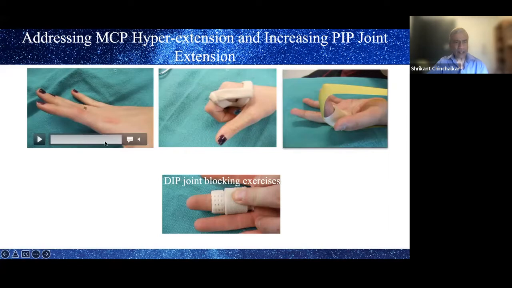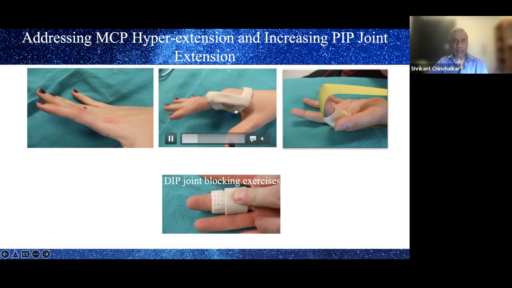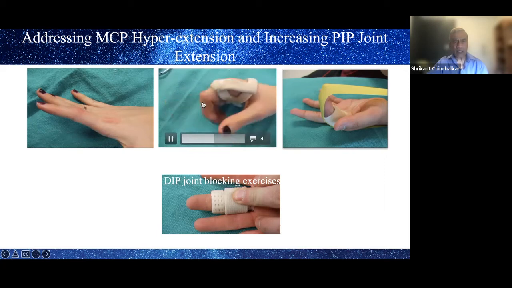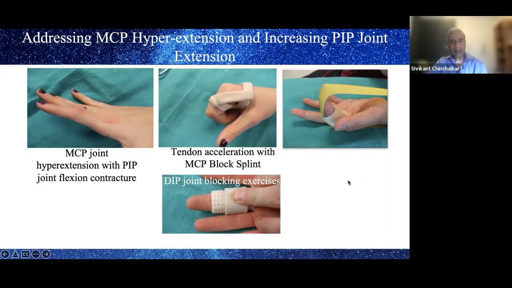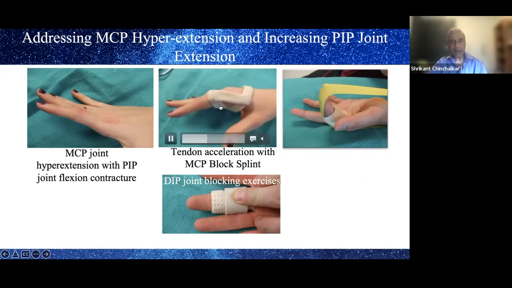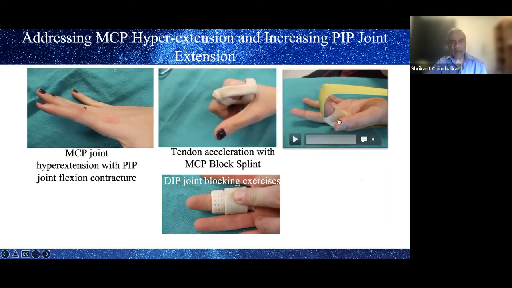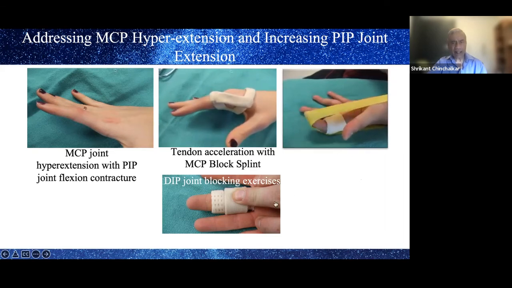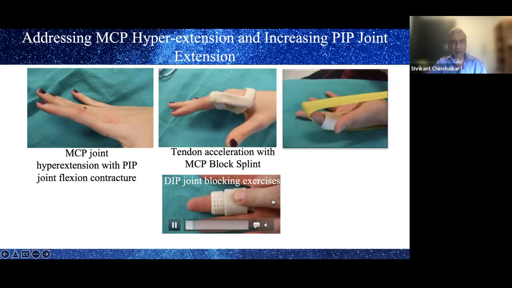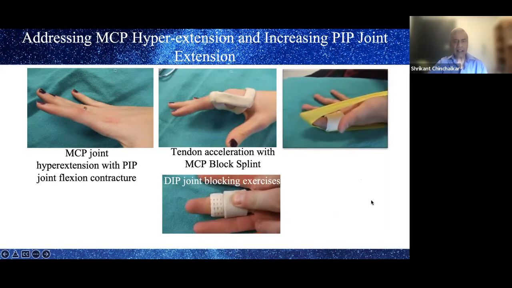So it's important that we block the metacarpophalangeal joint in flexion. By doing so, we are causing tendon acceleration on the dorsal side. So this is MCP joint hyperextension with PIP joint flexion contracture. This is a tendon acceleration with MCP joint block. And of course, with the splint, we encourage the person to perform resistant extension. And of course, we use DIP joint blocking exercises to maximize excursion of the tendon.